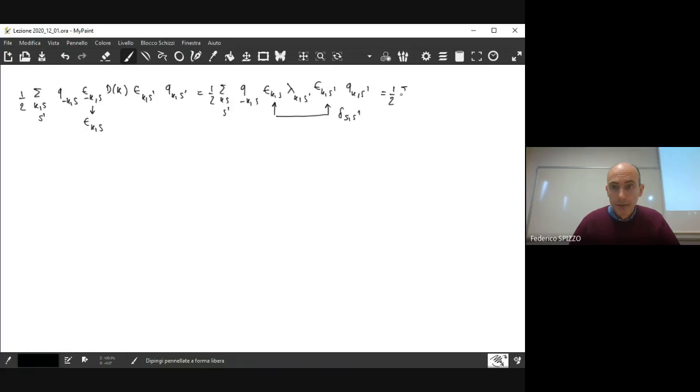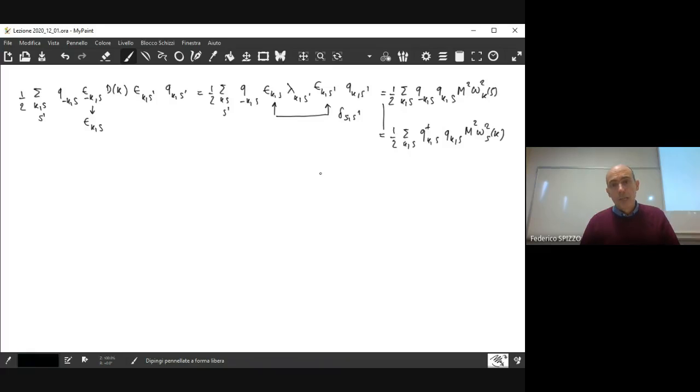So you have 1/2 summation over k and s. So we have q minus k s, q k s. Then lambda k s is equal to m squared omega squared k s. In a different way, you may also write this as 1/2 summation over k and s of q cross k s, q k s, m squared omega squared of s, okay?